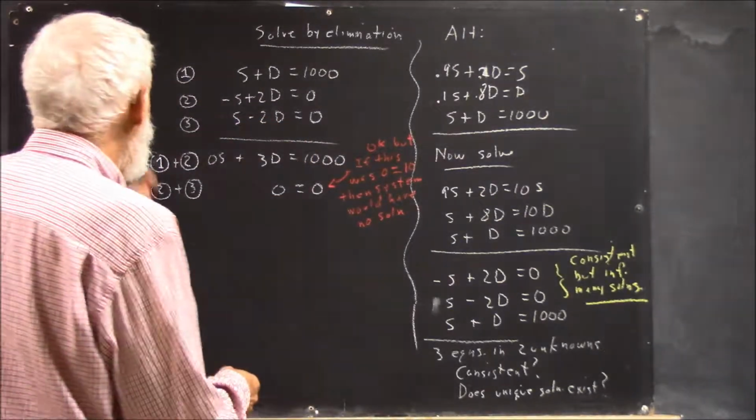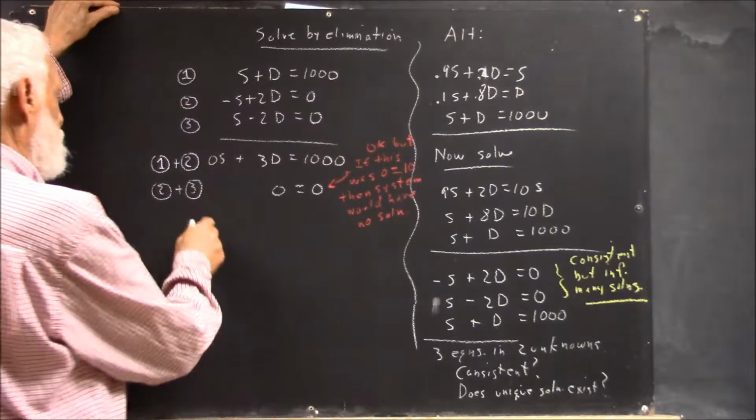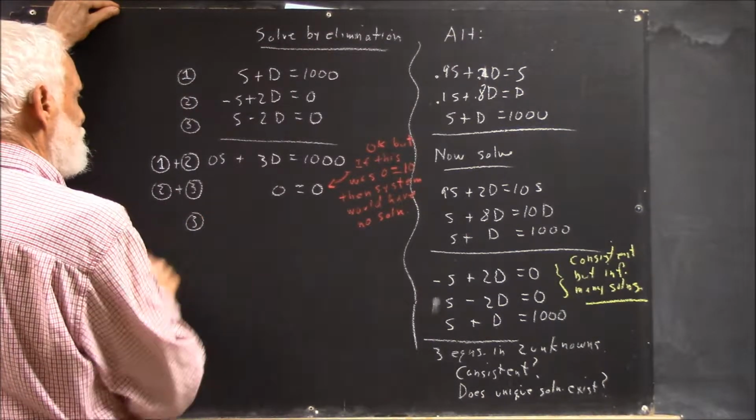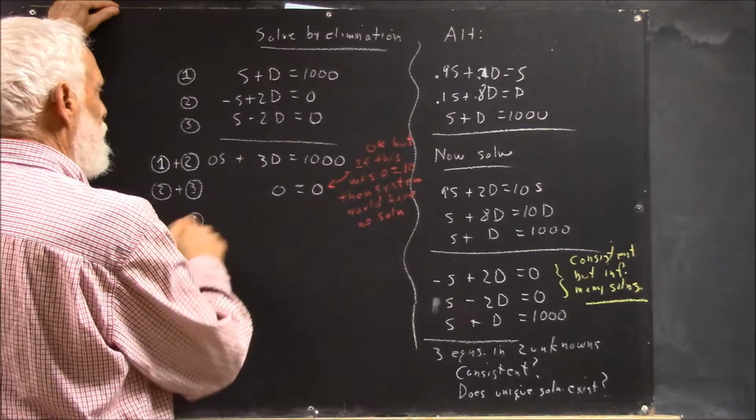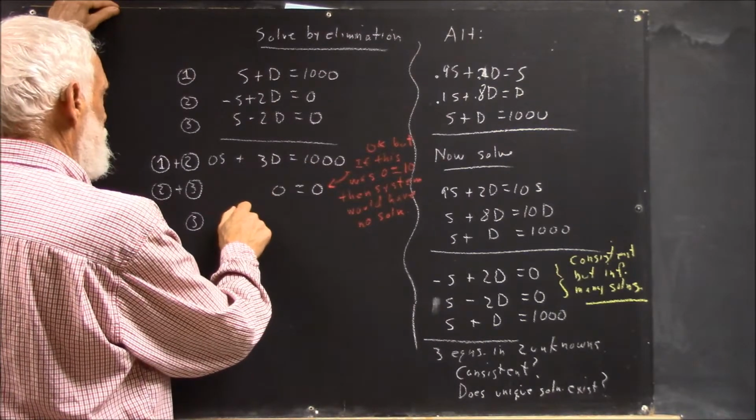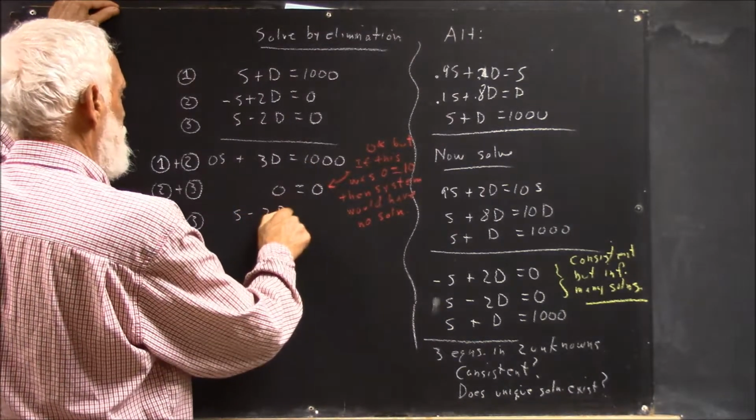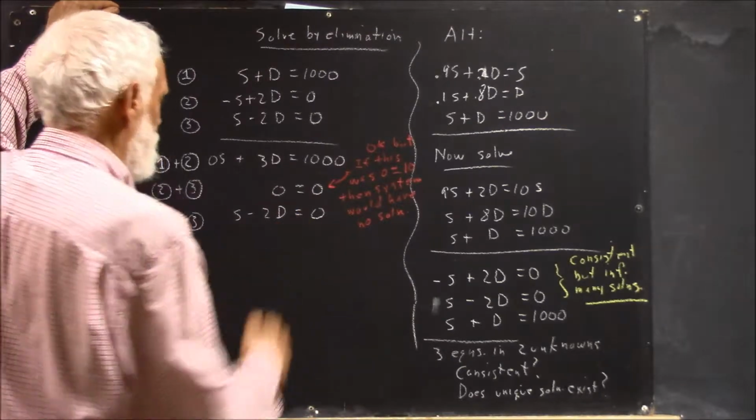Well then, what am I going to do for the third equation? Well, we still have to have s and d in here, so s minus 2d equals 0. I don't do anything to the third equation.